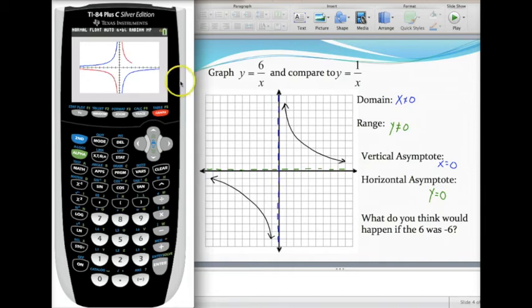So notice what happened. If we have a negative a value, all that's doing is flipping the quadrants that your graph is located in. So rather than being located in the first and third quadrants with a positive value, a negative a value puts you in the second and fourth quadrants. Was your prediction right? Hopefully.